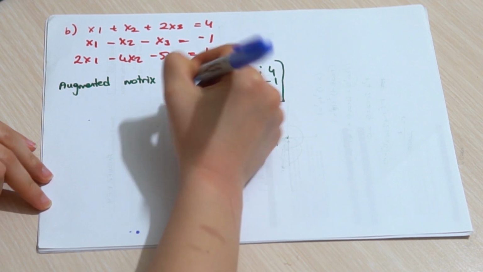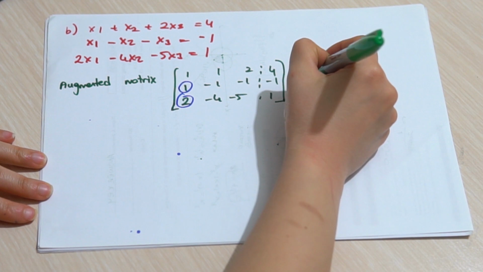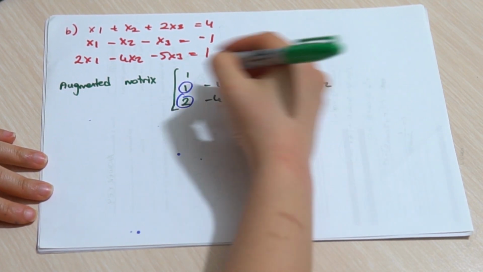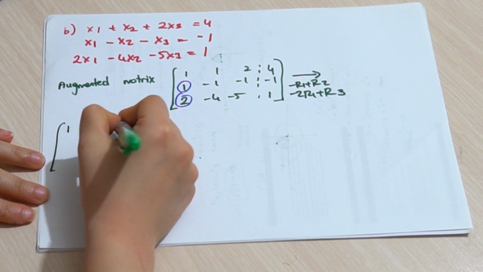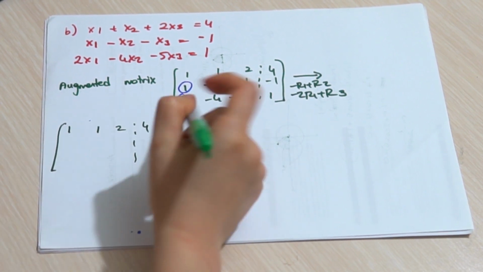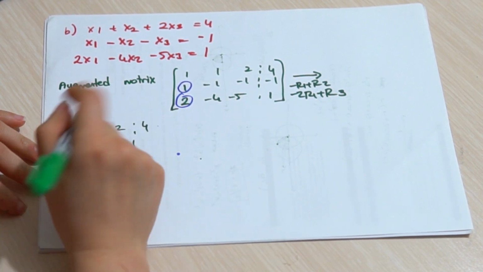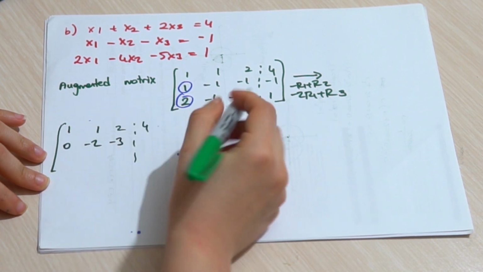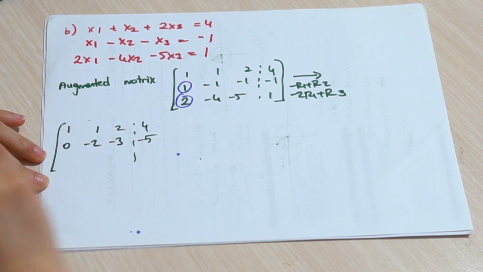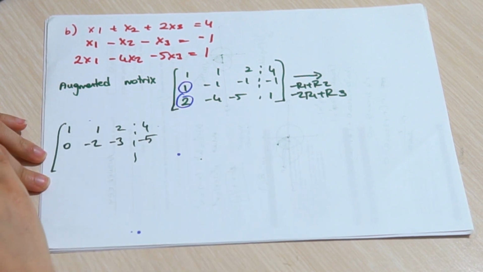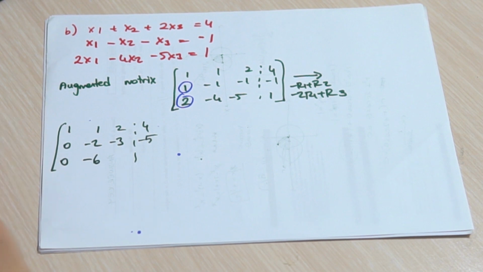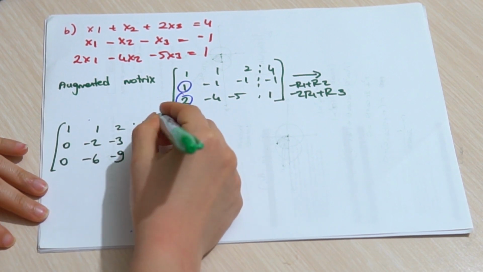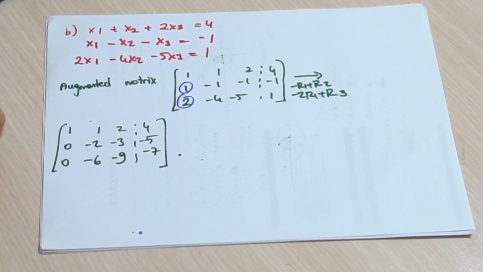Now, I want to cancel this one and this one. So I add minus row 1 to row 2 and I add minus 2 row 1 to row 3. So I will have 1, 1, 2, 4. Row 1 will stay the same. Now I will have here 0, minus 1, minus 1, minus 2, minus 1, minus 3, minus 4, minus 1, 5. Then here I will have 0, minus 2, minus 4, minus 6, minus 2 times 2 is minus 4, minus 9, minus 4, minus 8, minus 7. Minus 8 plus 1 is minus 7.